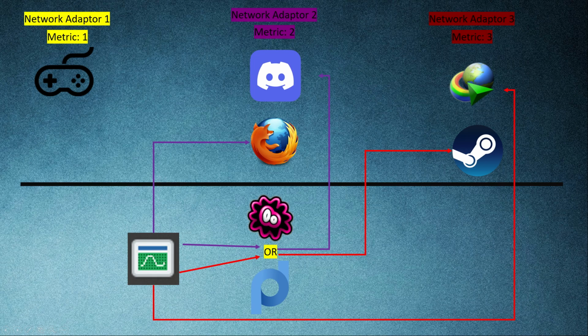Hey everyone, it's Mir. In this video, I'll show you how to use multiple internet connections on your PC. We're going to connect 3 different internet sources, giving us 3 network adapters to play around with.